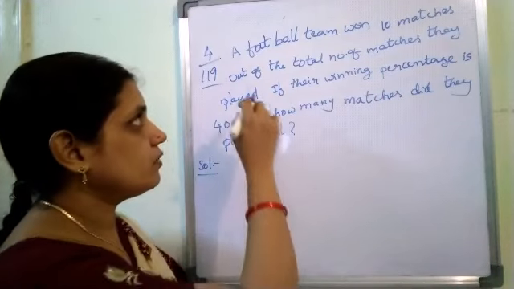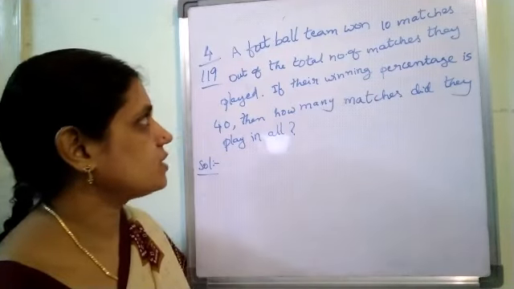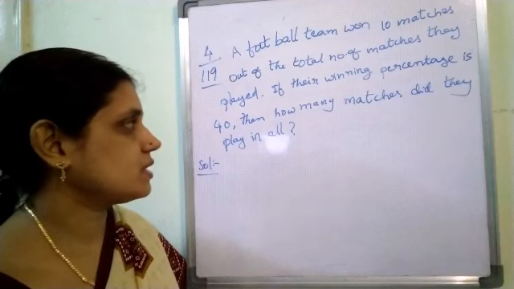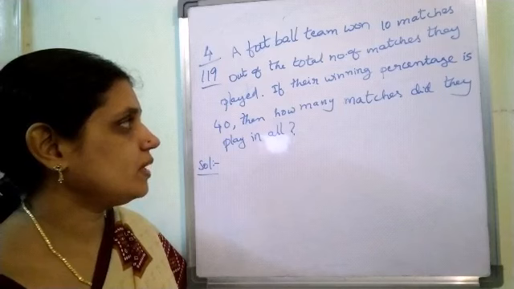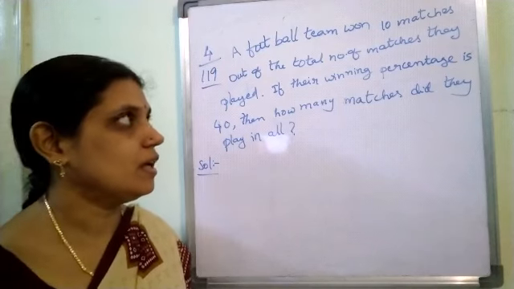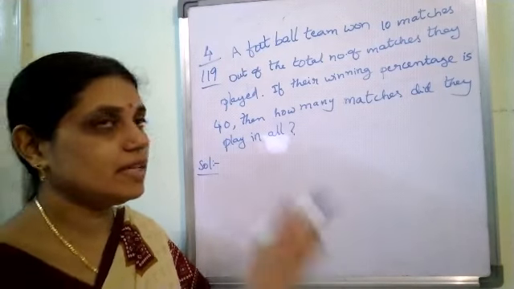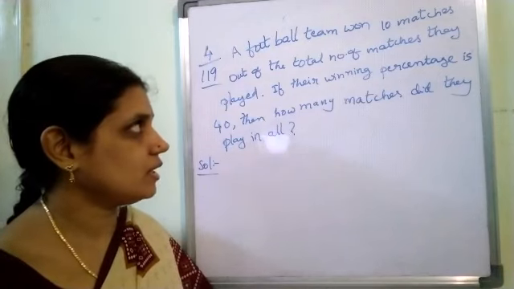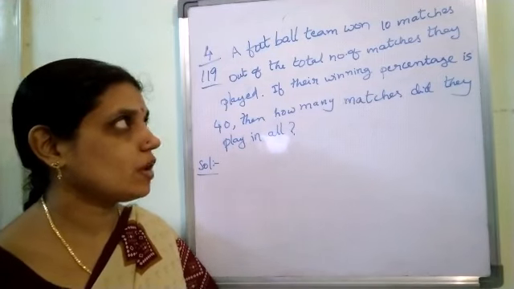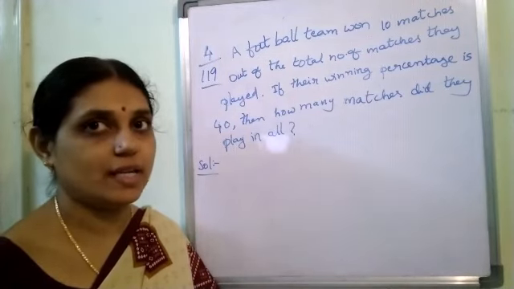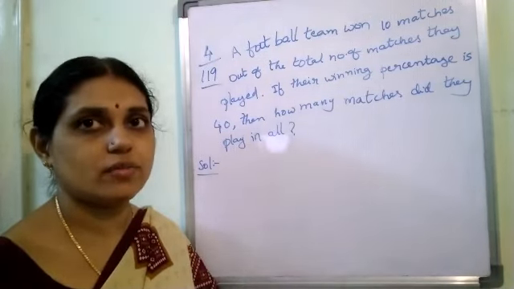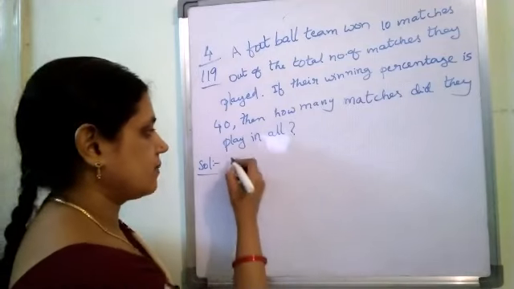Coming to fourth sum, a football team won 10 matches out of the total number of matches they played. If their winning percentage is 40, then how many matches did they play in all? So here what is given, actually winning percentage is given, that is 40, and how many matches they won is also given, that is 10. But total how many matches they played we don't know, that only we have to find out. So let it be X.